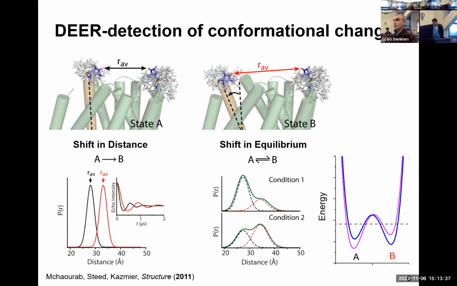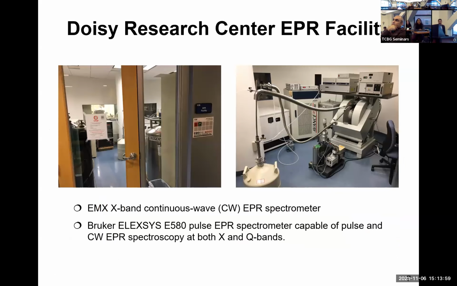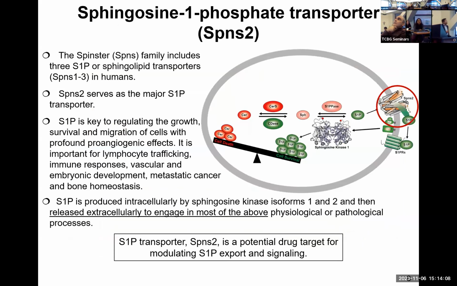Therefore, the distance distribution represents a snapshot of the energy landscape of the protein under a specific set of experimental conditions, and we can also determine the change in free energy of a sampled state from the relative population. So that's also something that we could do here, and this is our pulse EPR facility at St. Louis University, so we're lucky that we have that and we can perform all these experiments.